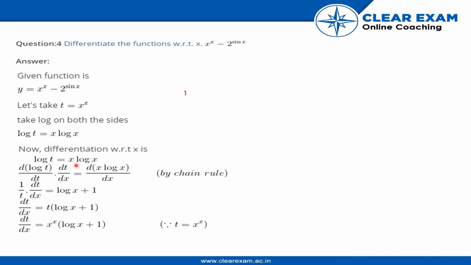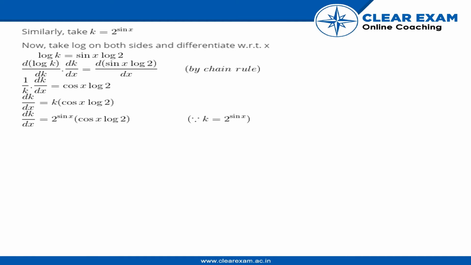This is a product of two functions, hence we can apply the product rule. Hence we get d by dx of x log x as log x plus 1. Hence dt by dx equals t into log x plus 1, where t is equal to x to the power x. Hence dt by dx equals x to the power x into log x plus 1.